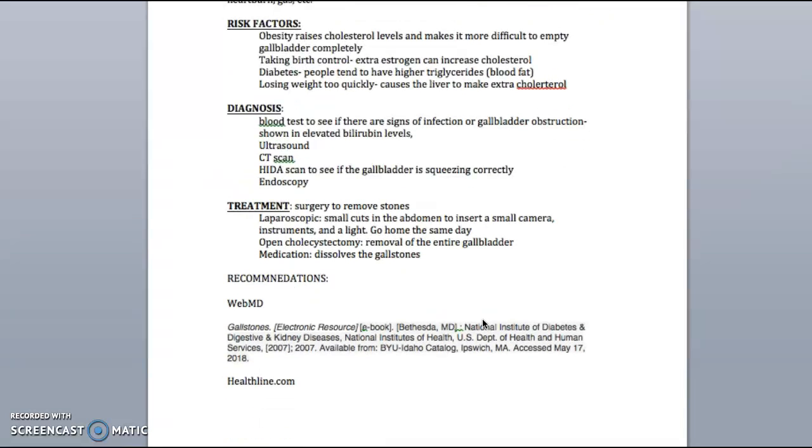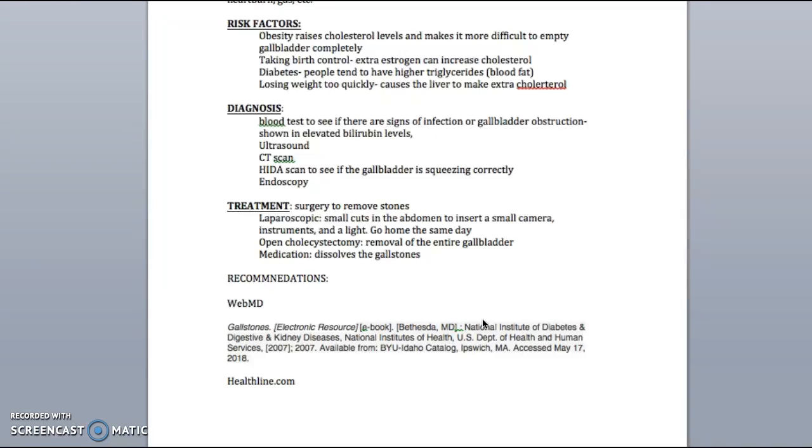You can get diagnosed with gallstones through a number of things. I just included a few of them here. Some of them are blood tests to see if there are signs of infection or a gallbladder obstruction, which is typically shown in elevated bilirubin levels, like a backup in your liver, which directly affects your gallbladder. You can do an ultrasound on the gallbladder to see if it's inflamed or if you can really see the stones. You can do a CT scan for the same reasons as the ultrasound.